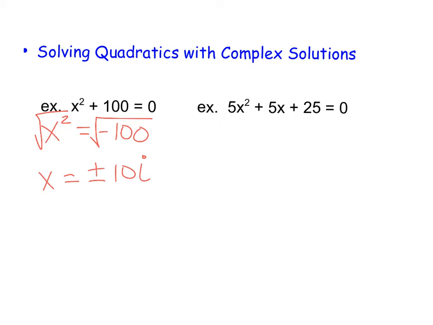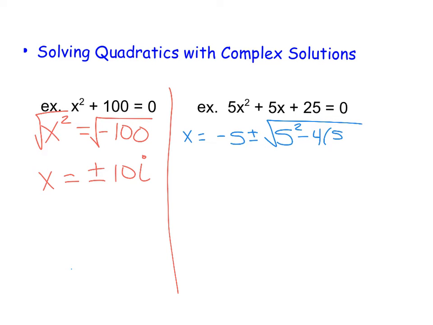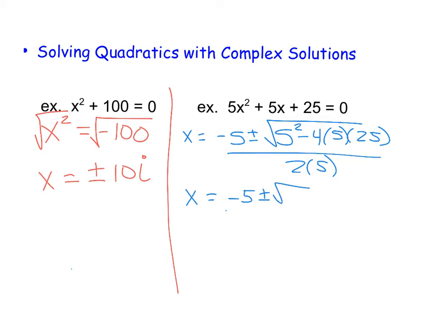Number 2, I'm going to do quadratic formula. So x equals negative b plus or minus the square root of b squared minus 4ac, all over 2a. Now you could have divided everything by 5 since it does have a common term.